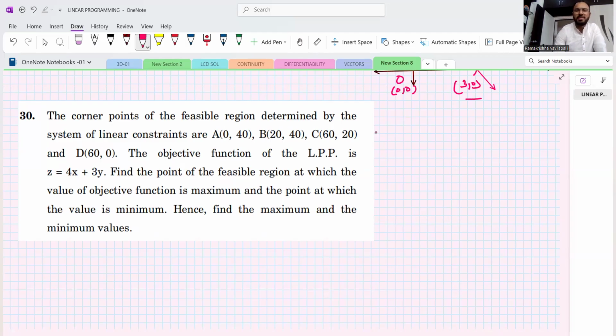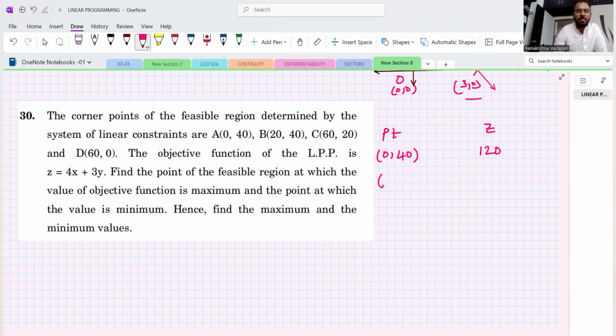Nothing, just substitute each point in the function. All right. So here the point and here the value of z. At 0 comma 40, you will get 120.